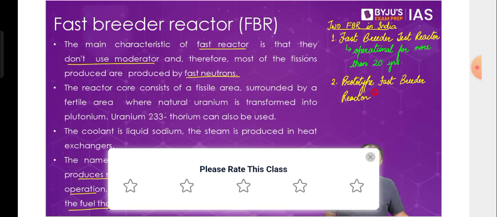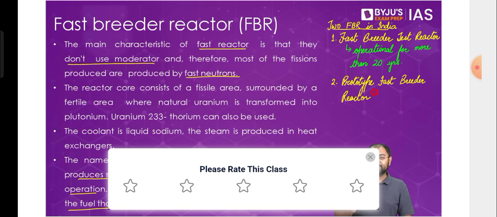The thing with the prototype fast breeder reactor is that, as per reports, it has been ready for a while now, almost since 2013-14. But certain safety concerns have been flagged, and that is the reason the operations have not begun yet. There are certain problems that we have encountered, and we want to make it safer. We don't want any kind of risk. So a lot of modifications are being made in the prototype fast breeder reactor to ensure its safety.